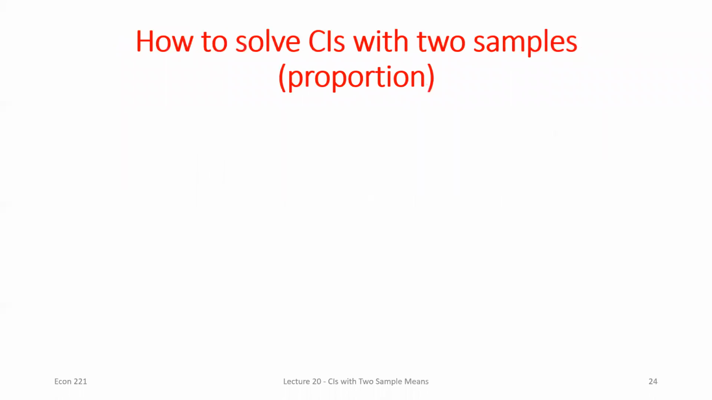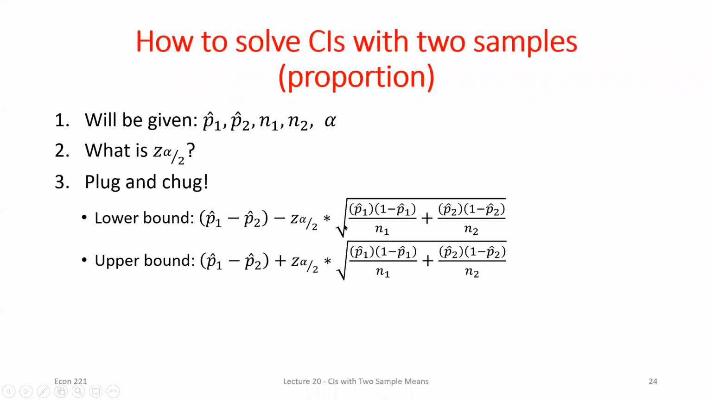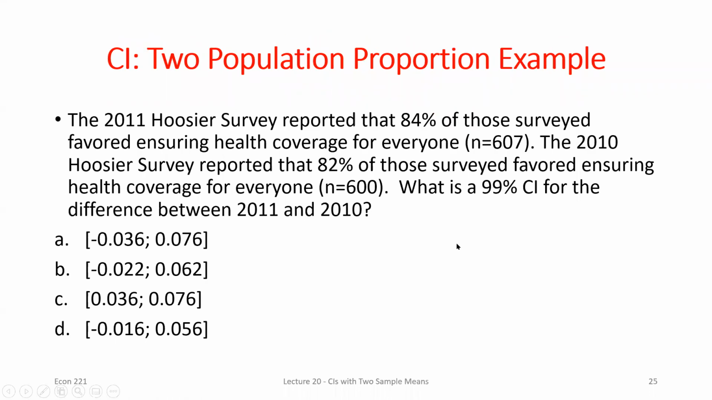So the steps are exactly the same. It's just we have slightly different lower and upper bound equations now. Okay. So let's say we had an example where we had 2 survey years. This was whether or not people were in favor of healthcare coverage for everyone. I think we used this as a 1 population example, but now let's think about if we use this as a 2 population example. So we have 2 different time periods. We've got pretty high sample sizes in both years. And we want to build a 99% confidence interval.